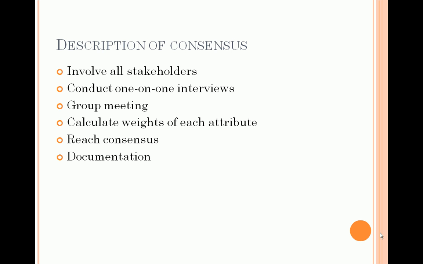The next step is to conduct a group meeting where the analyst will ask for inputs. When attributes and levels are set, we can develop the order of importance of each attribute. Through this process, we can calculate the weights of each attribute, and ultimately a consensus model can be developed on which all the group participants agree with.